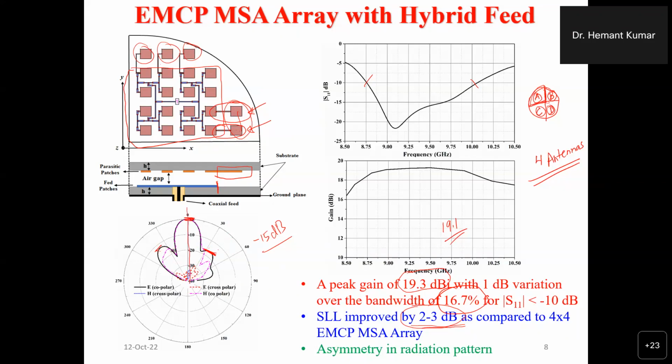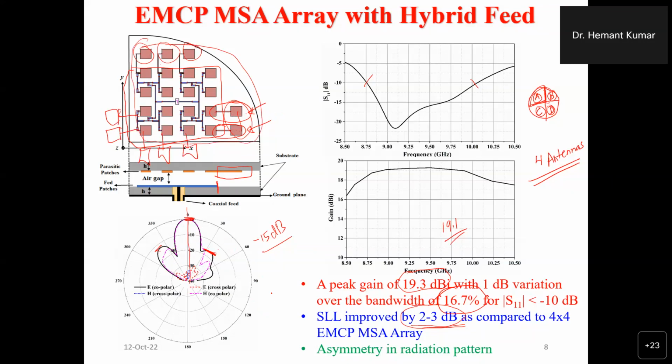Why is this not symmetric? Because we have added the elements only on the right side and the upper portion. We have not added the elements here. We have not added the elements in the left side, right? We have only added the elements on the upper portion, in the top side and on the right side. So that's why, because this antenna itself is not symmetrical, we are getting asymmetry in the radiation pattern.